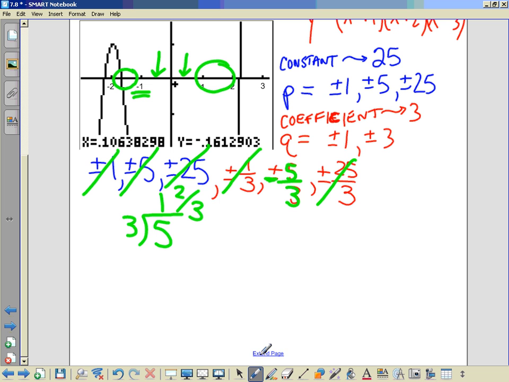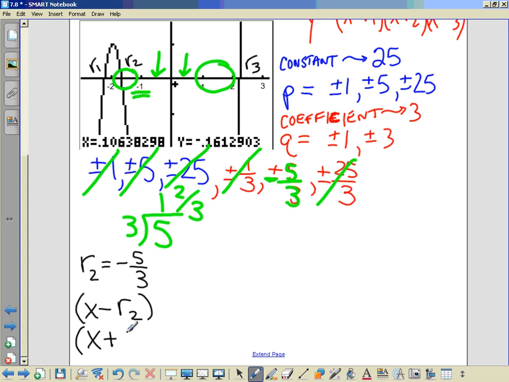So I think that a potential solution is going to be, let's call these R1, R2, and R3. So I think that R2 could possibly be negative 5/3. If that's the case, let's think about what x minus R2 would look like if we're putting this polynomial in factored form. Well, if it were in factored form, this set of parentheses would be x plus 5/3.